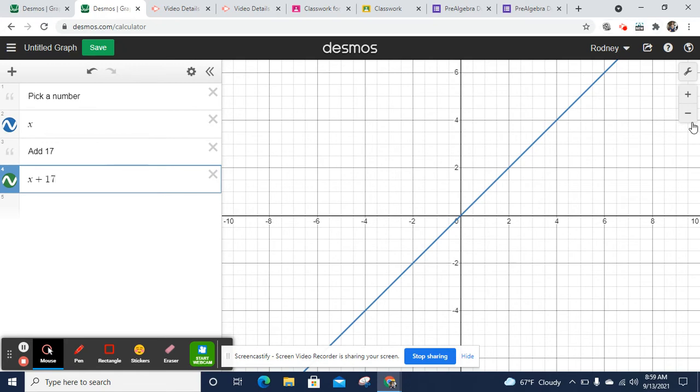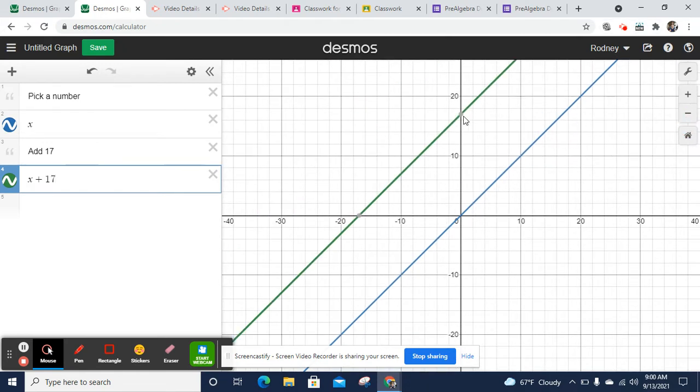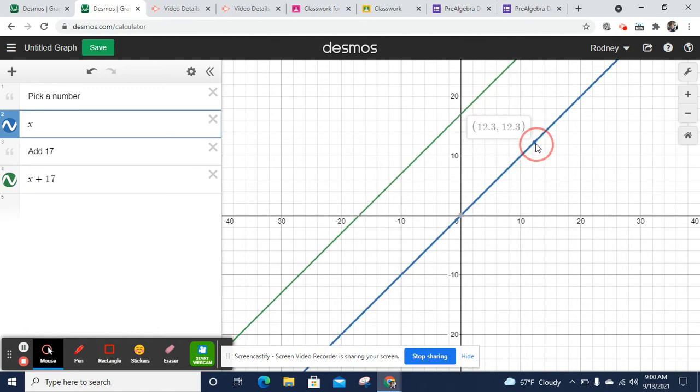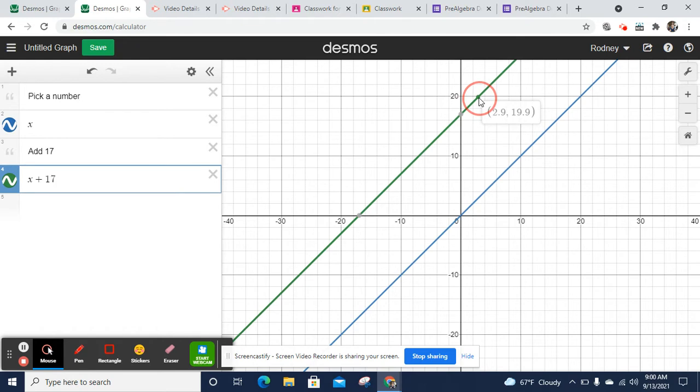And if I zoom out on this graph, you'll see a parallel line to this original y equals x line, which is what that is. Every y value equals every x value. Now, every y value is 17 more than every x value. At any rate, I added 17. Let's do a next thing.